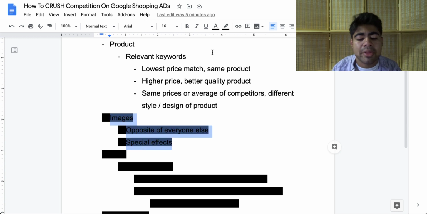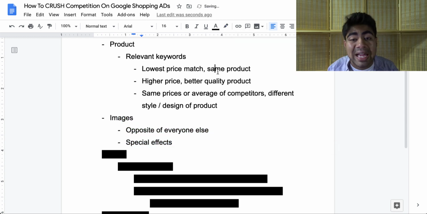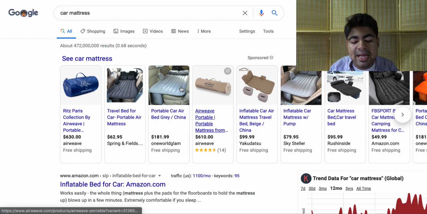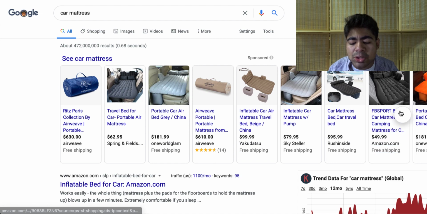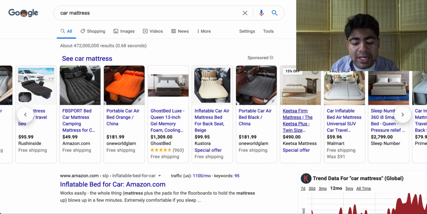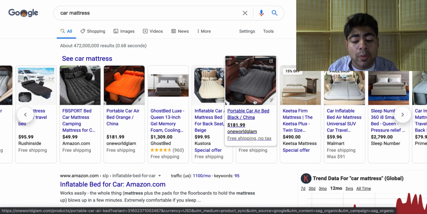You have to combine that with the next most important thing, which is the images. Now, when it comes to the images, I like to follow a general rule of thumb almost every single time, and that is opposite of everyone else. This is literally ingrained in my head whenever I go out to find an image for a product. What that basically means is, for instance, if we go to this example product right here, which is the car mattress, we can see that the majority of these photos right here are photos of the product within a car, meaning it's kind of like a lifestyle image.